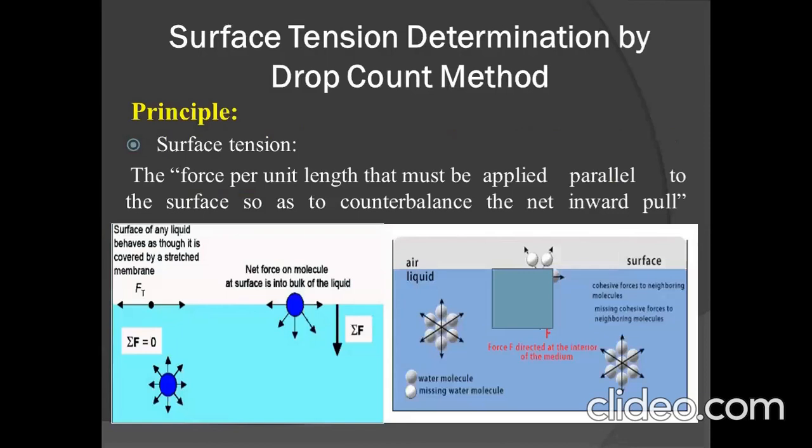So, what is the principle behind this surface tension determination by drop count method? In that, we will first see what is the surface tension. The definition of surface tension is the force per unit length that must be applied parallel to the surface so as to counterbalance the net inward pull.